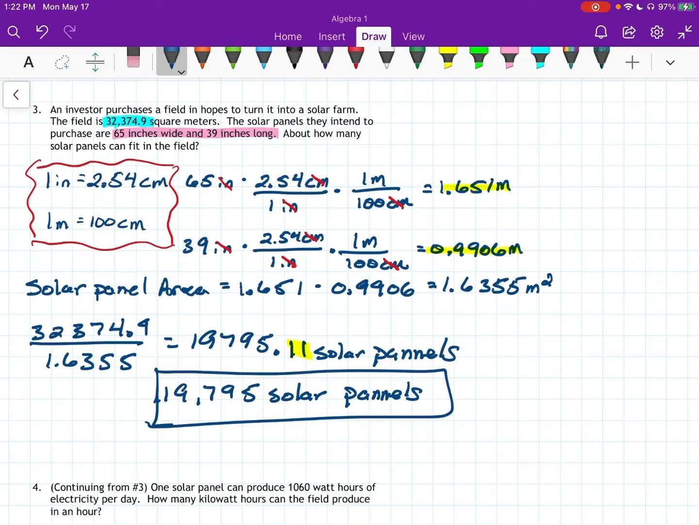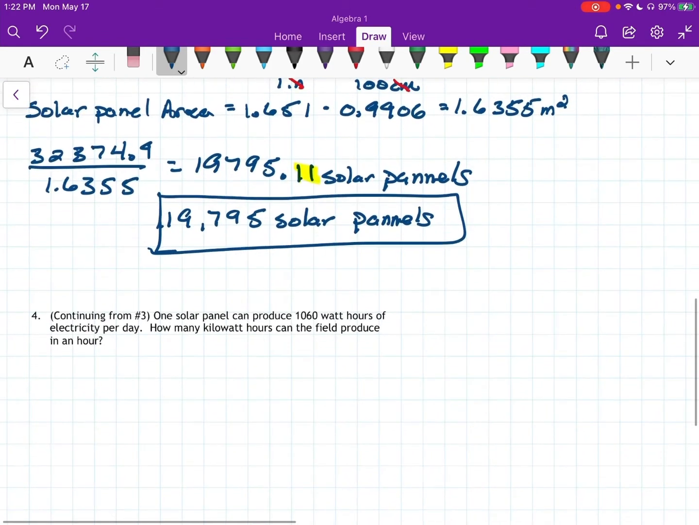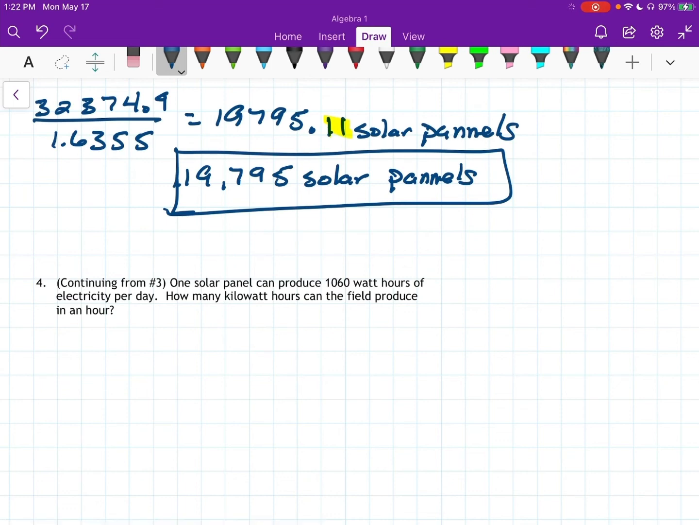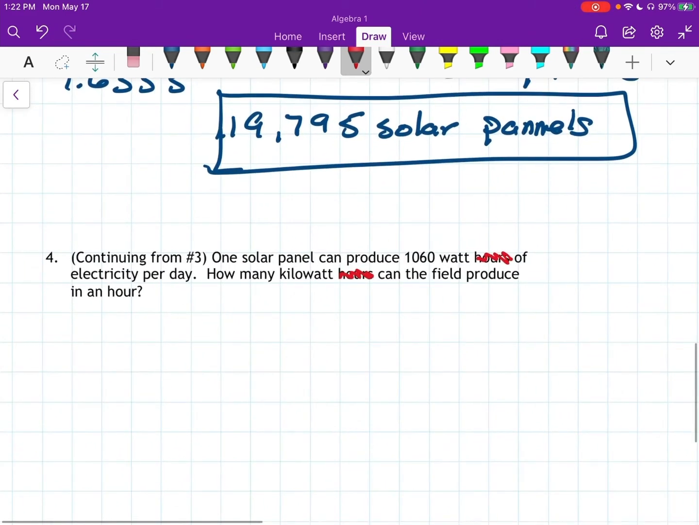All right. Number 4, continuing from number 3, one solar panel can produce that many watt-hours of electricity per day. Now, whenever we see watt-hours, we can just kind of ignore that word hours. It's just going to confuse us. How many kilowatt hours, again, I'm going to ignore that hours, can the field produce in 1 hour, right? So a solar panel produces 1060 watt hours per day. How many can it produce in an hour? So I'm going to take this 1060 and divide by 24 to give us per hour.